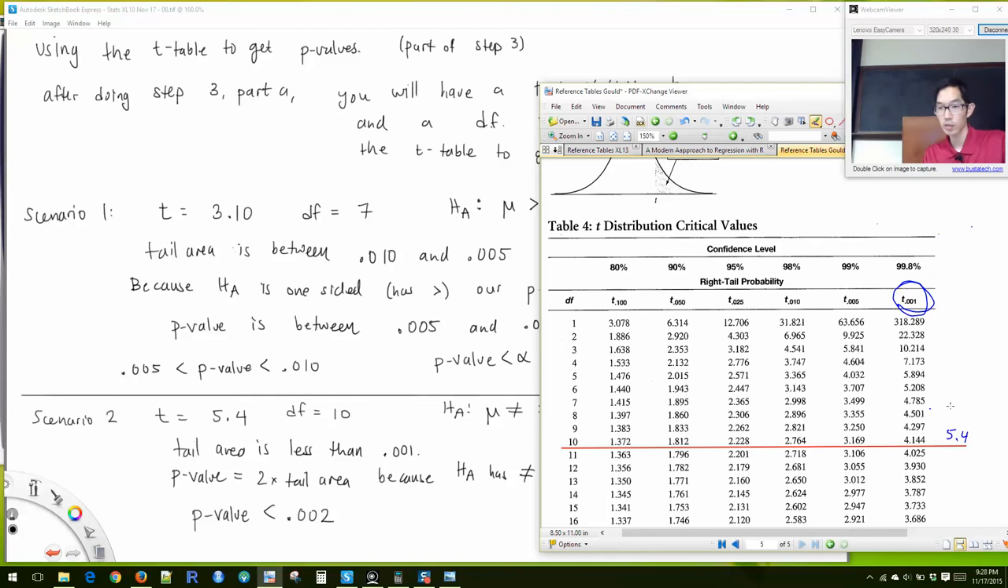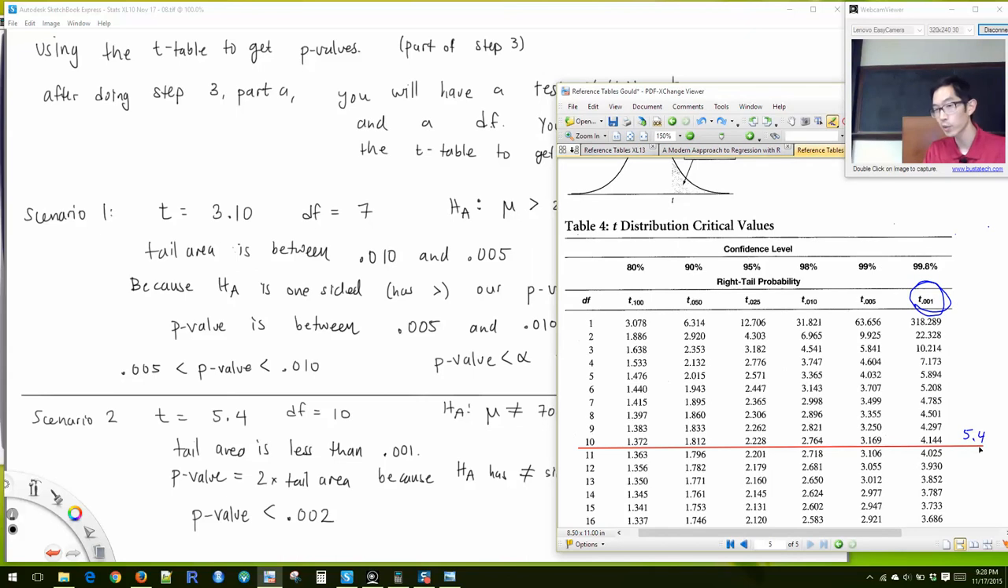Yes. How did you get that again? How did I get that? Okay, so let's look at our column headings. You're okay with the 5.4 being here and that it's going to be something in relation to 0.001, right? If we look at our column headings here, it starts off at 0.10, then goes down to 0.05, 0.025. So they start off large over here and get small over here. As we go to the right, they get smaller and smaller. 5.4 is to the right of 4.144, so the corresponding tail area is going to be smaller than 0.001. Is that okay?